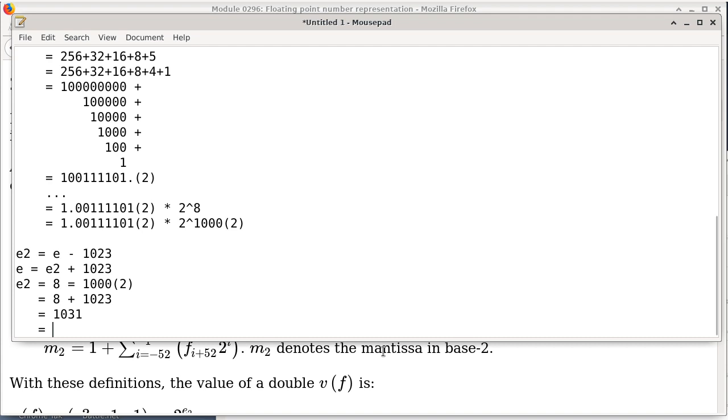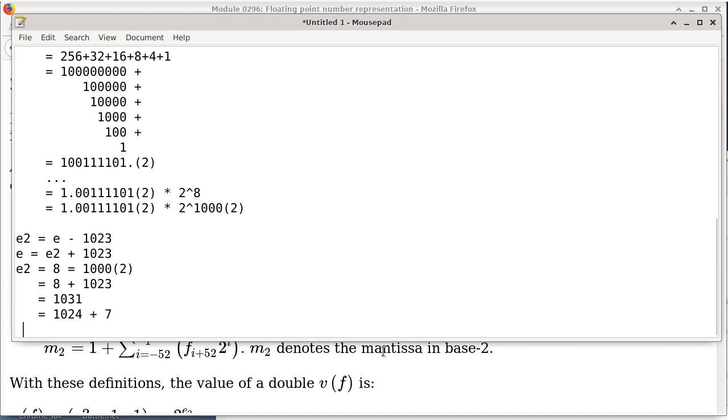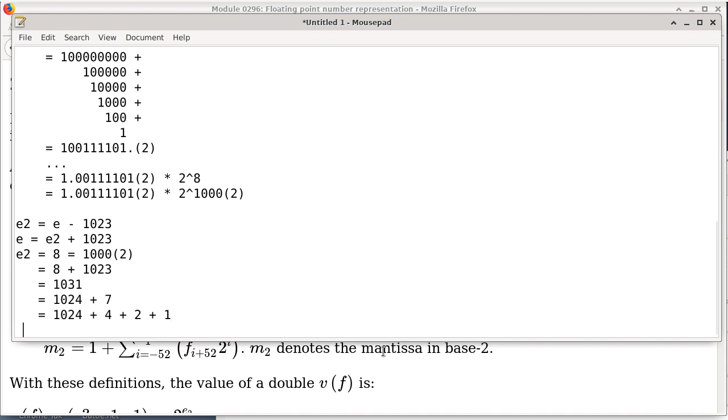And 1031 in base 10 is 1024 plus 7, right? And 7 is cool because 7 is 4 plus 2 plus 1, all powers of 2. Basically, it's just 1, 1, 1 in base 2. So now how do I look at this as a base 2 number? It would be 1 followed by how many zeros? 1024 is 2 to the power of 10. So it's a binary number. How many zeros are we looking at? 10 zeros. Very good.